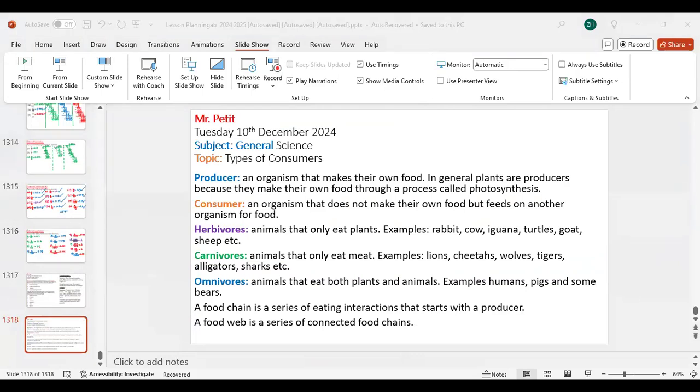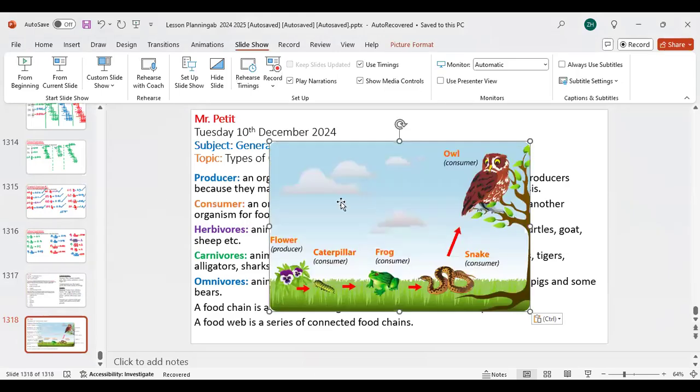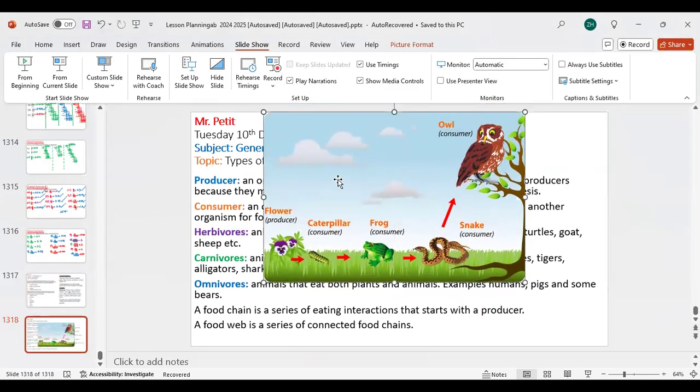Let's look at one more example of a food chain. So we have the plant, the caterpillar eats the plant, the frog eats the caterpillar, the snake eats the frog, and the owl eats the snake. Okay. This is a food chain. Well, if it was a dirt frog though.